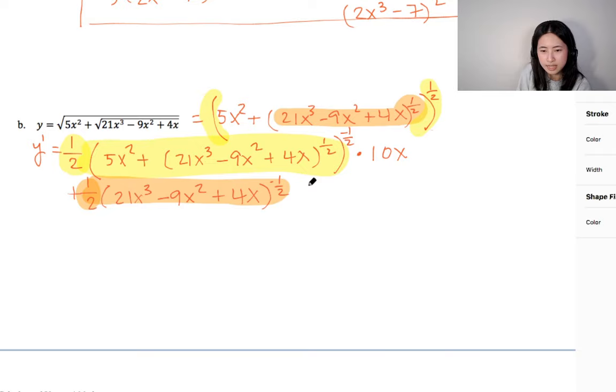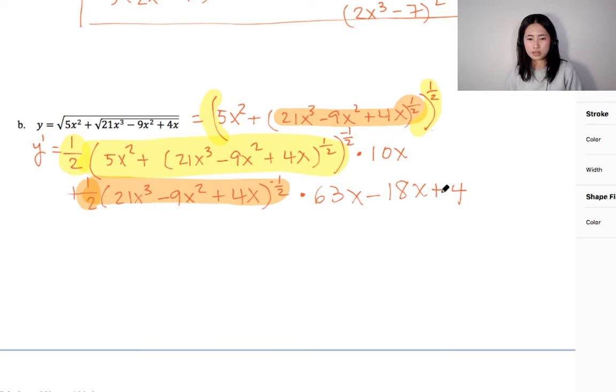And make sure that after this, you need to follow up with whatever's inside. So that means you're taking the derivative of 21x cubed minus 9x squared plus 4x. Okay, so 21 times 3, that's 63x squared. And then you have minus 18, because 9 times 2 is 18, and this is x, because 2 minus 1 is 1. That's why it's only x. And lastly, you have plus 4. Okay, great. So I think we're done because we pretty much expounded everything.